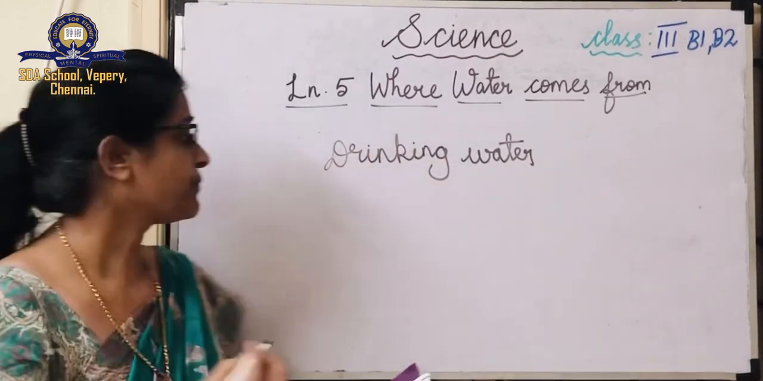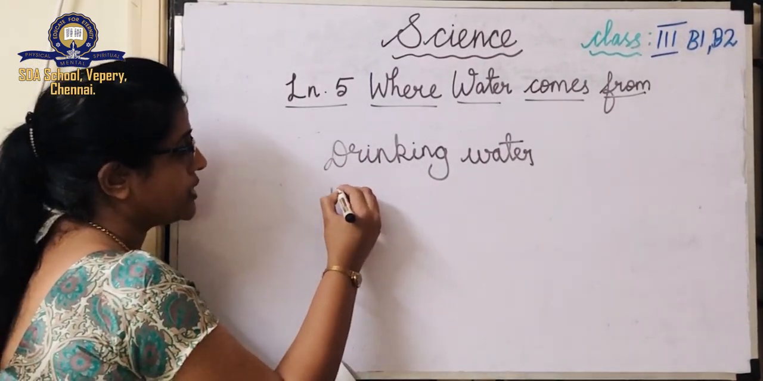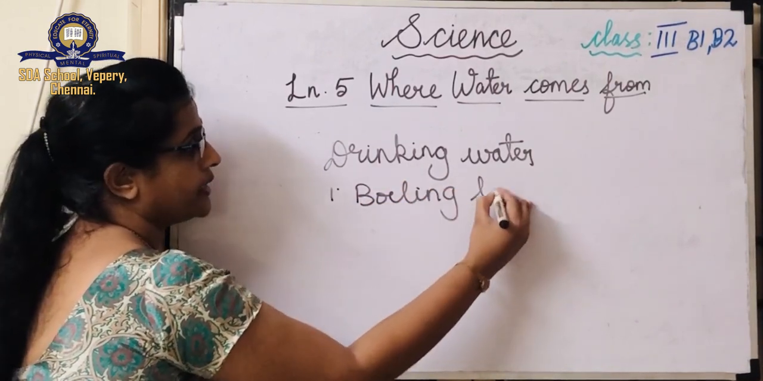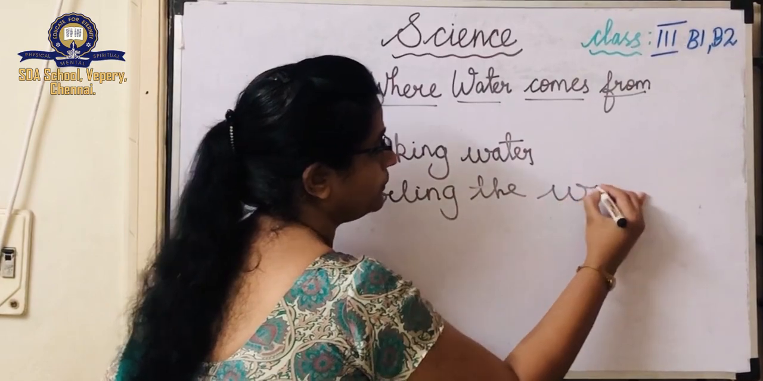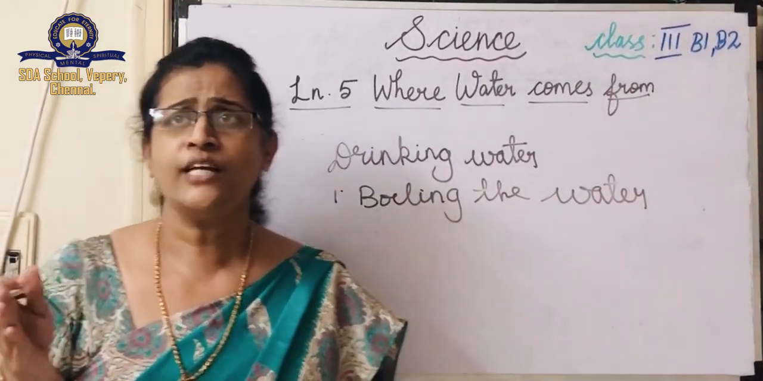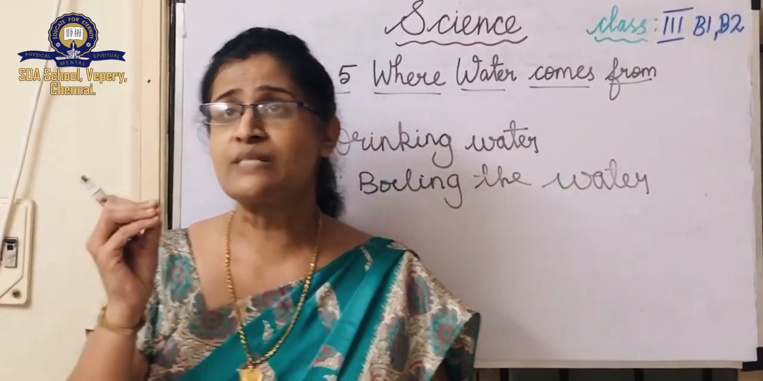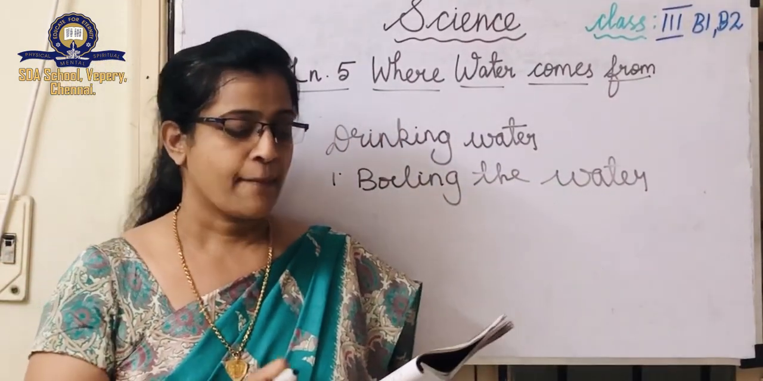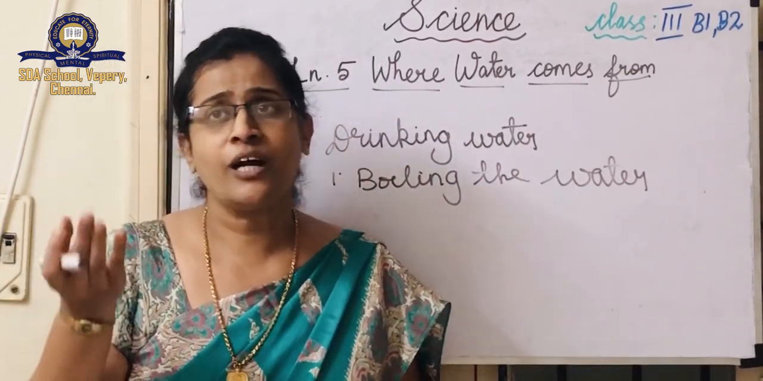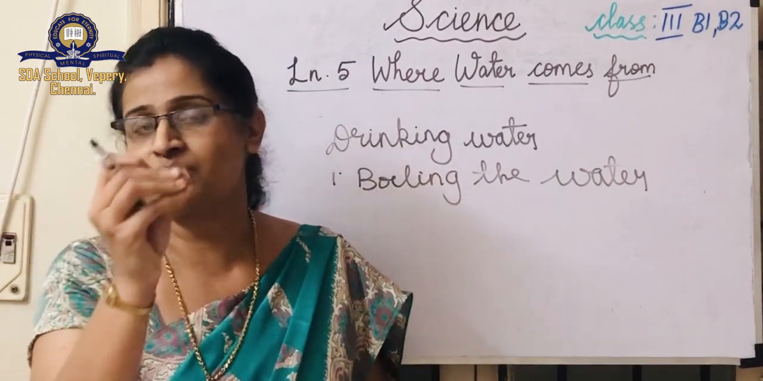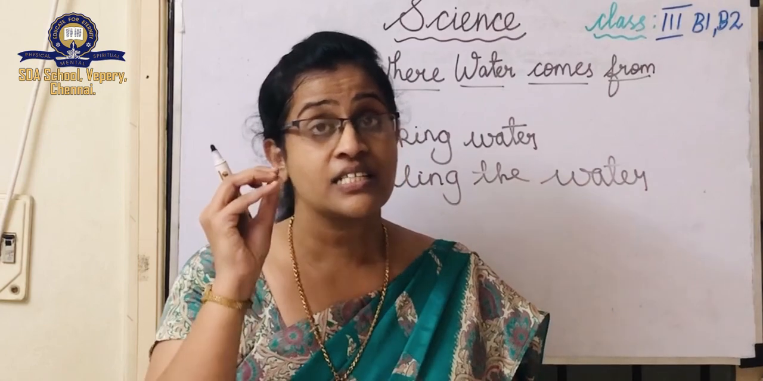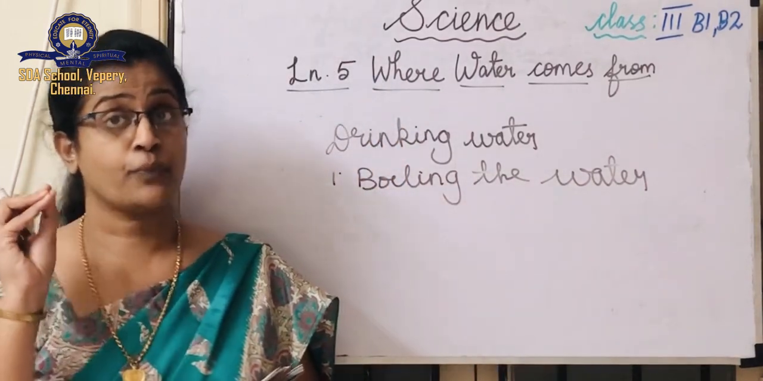Boiling water. First step is boiling the water. Boiling water is the simplest way of making the water germ-free. When we boil the water, it kills the germs in the water. Okay? When we boil the water, what does it do? It kills small, minute germs which are present in the water.